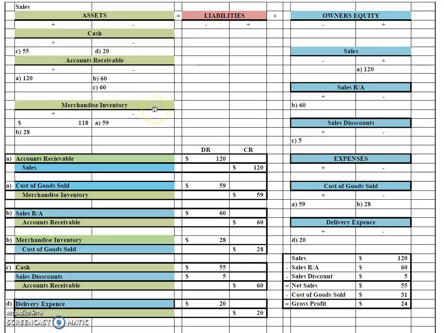Okay, when we did purchases, merchandise inventory was the catch-all for merchandise returns and allowances, for purchase returns and allowances and purchase discounts. But on the sale, we want to separate them out, and they have their own. These are two new contra accounts: sales returns and allowances, sales discounts.